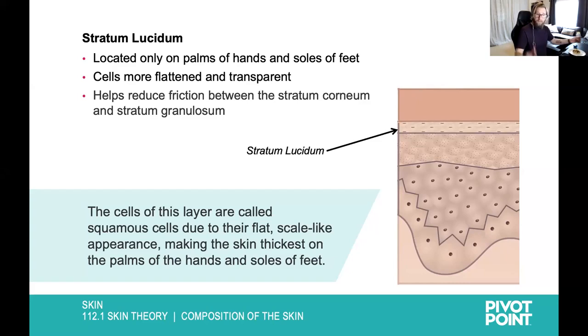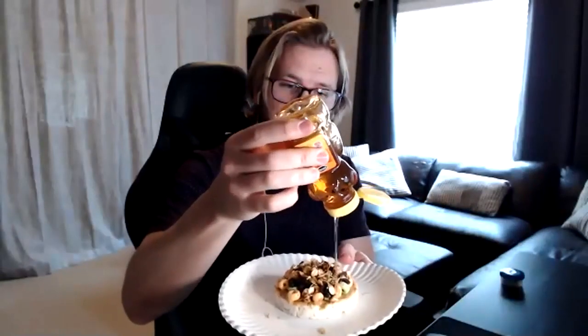Now, because it's clear, again, one more time, I'm going to go ahead and just shrink down for a moment here. Because the lucidum is clear, I'm going to use honey to represent that lucidum. Now remember, one more time, this layer is only found on the palms of the hands and the soles of the feet. But we're going to put some honey all over this guy to represent that lucidum, if it's there. But one more time, it is not.